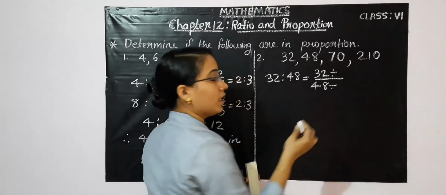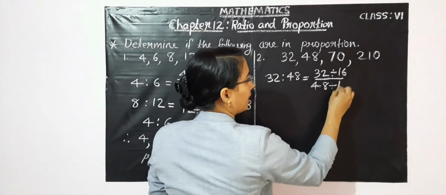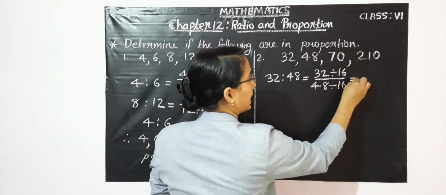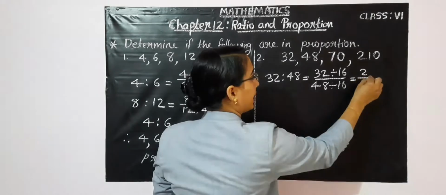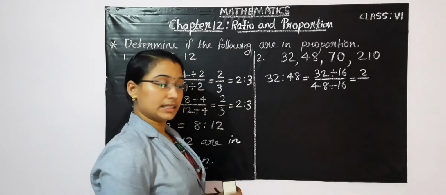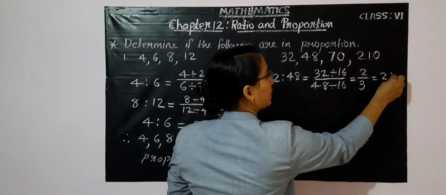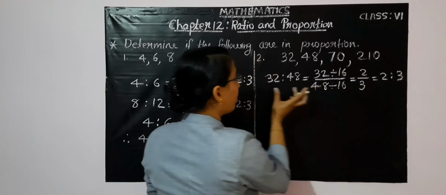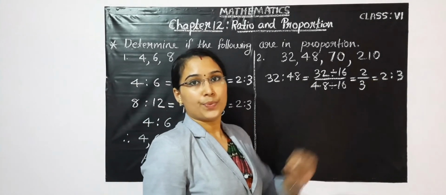So we can divide numerator and denominator by 16. Then we will get 32 divided by 16, that is 2. Then 48 divided by 16, 3. So the final answer is 2 is to 3. The simplest form of 32 is to 48 is 2 is to 3.